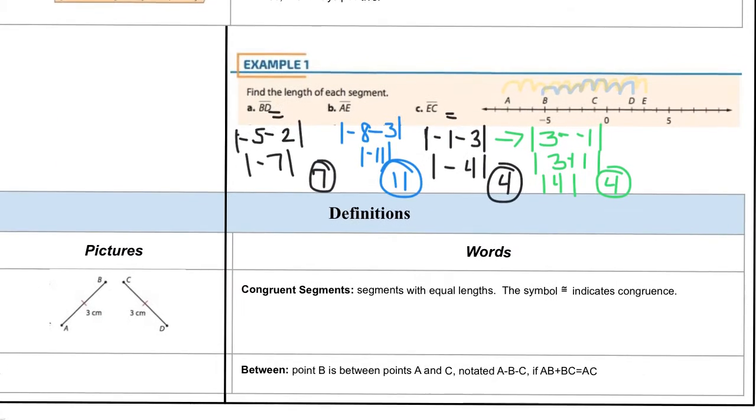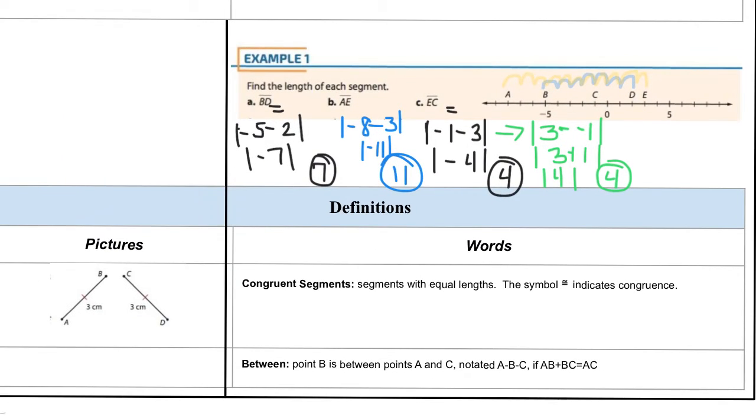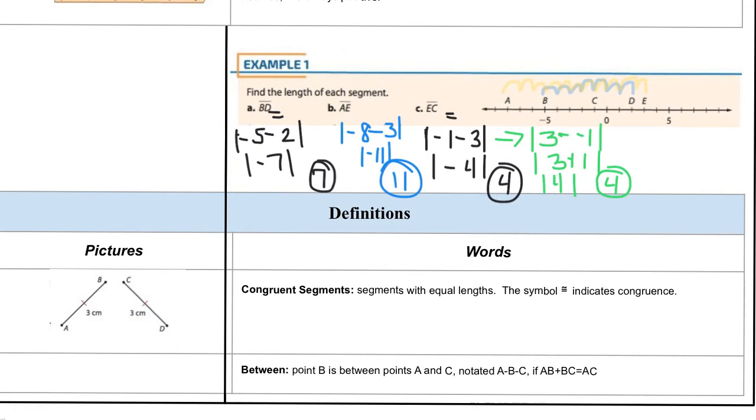All right, next two definitions. Congruent segments. Congruent segments are segments with equal length. This symbol right here indicates your congruence. So make sure you understand this congruence. They are different, but the same. Okay? These two segments, AB and segment CD, are congruent. They are different segments, but they are the same.